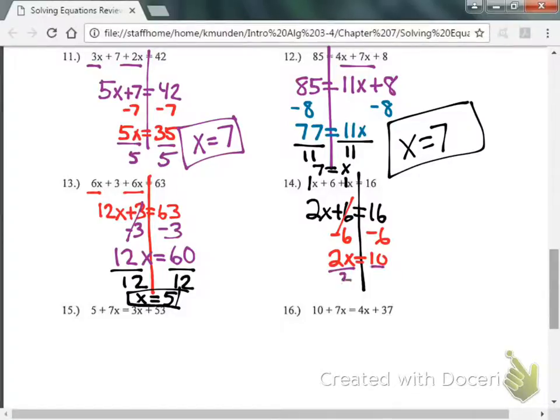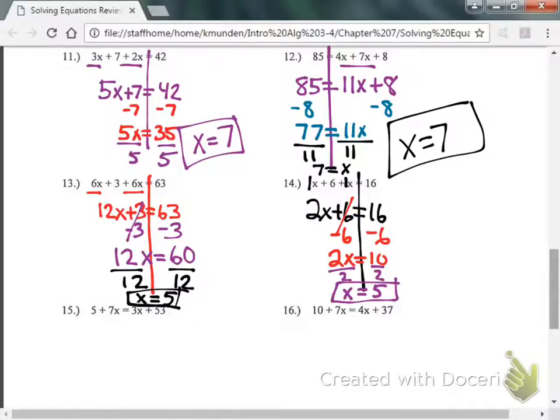Divide both sides by 2. And what's x going to equal? 5. Come on. So we have 7, 7, 5, and 5. Let's see if 15 and 16 match.